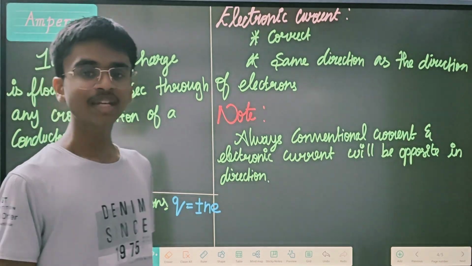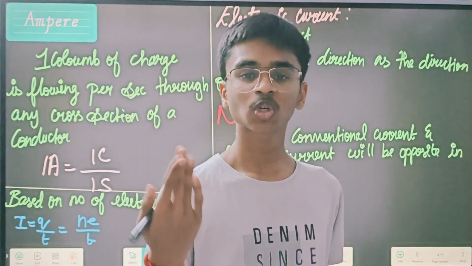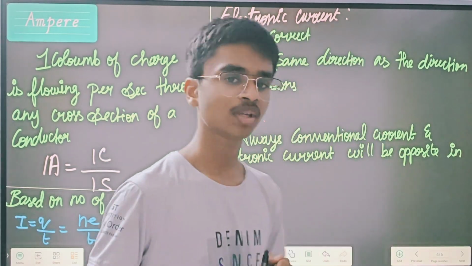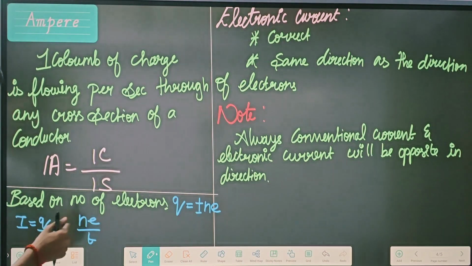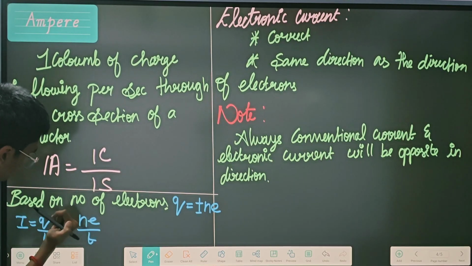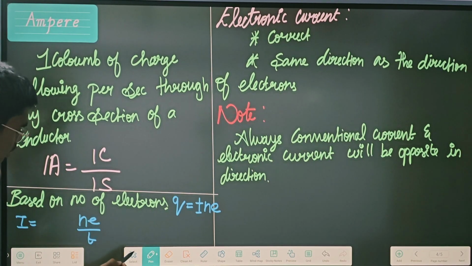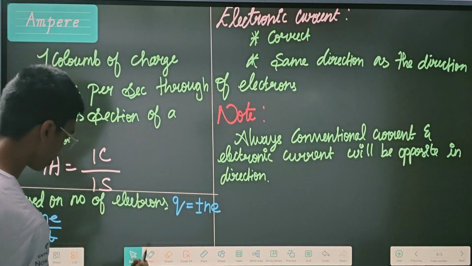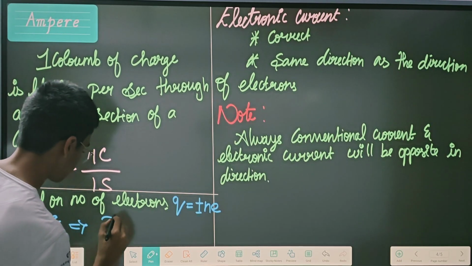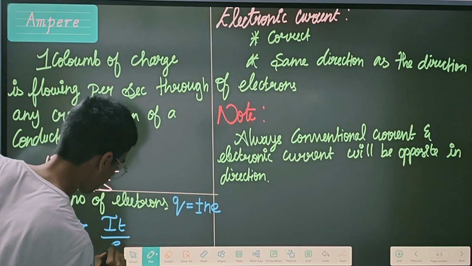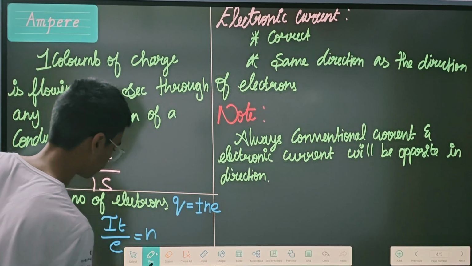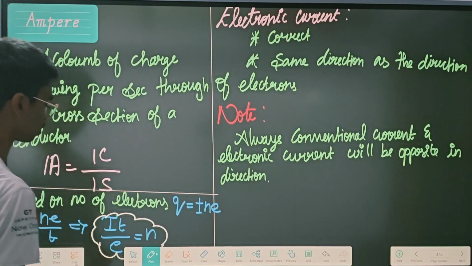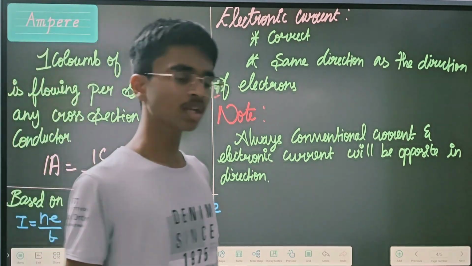To find the number of electrons passing in a particular time, they might ask. For that, you have to make N the subject. So this is what the formula is. If I make N the subject, then this total term can be written as I T whole divided by E is equal to N. This is what the formula is going to be.